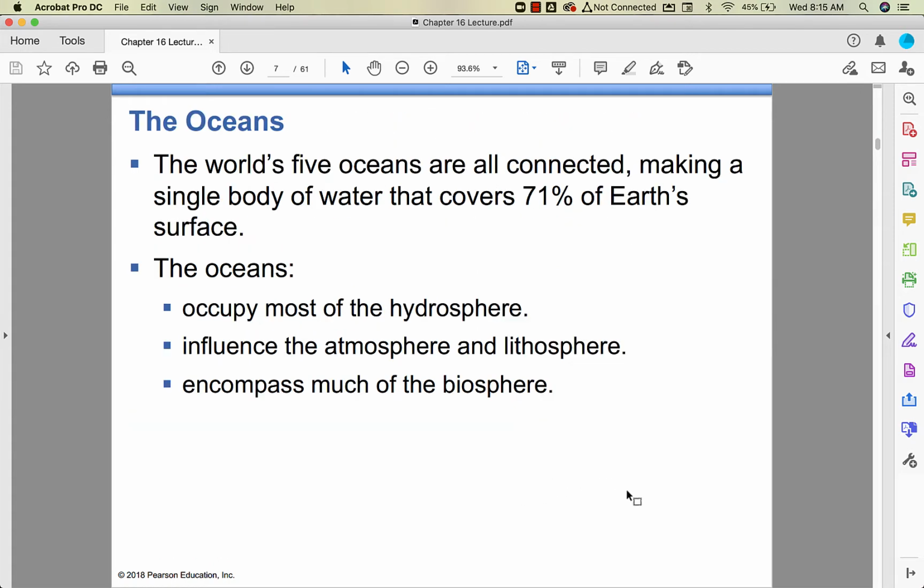So, Captain Obvious, the oceans cover 71% of the Earth's surface. They make up most of the hydrosphere. They influence the atmosphere and the lithosphere, and they encompass a whole lot of the biosphere. There's a lot of life down there at the bottom of the ocean and in the oceans that we don't really know too much about.